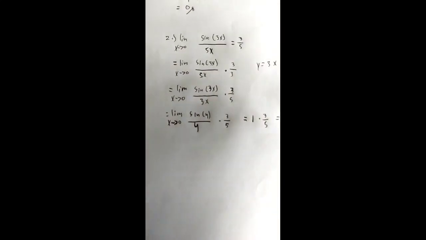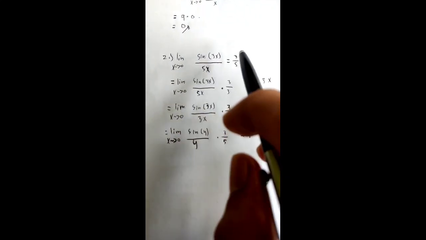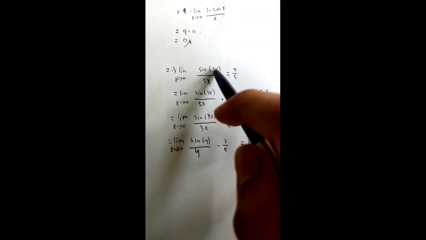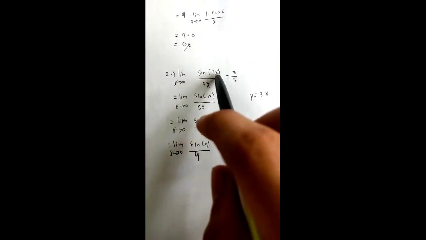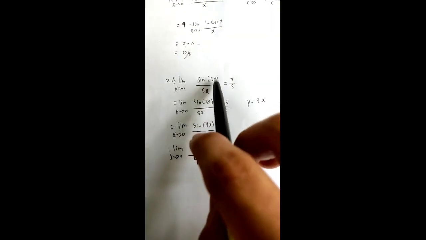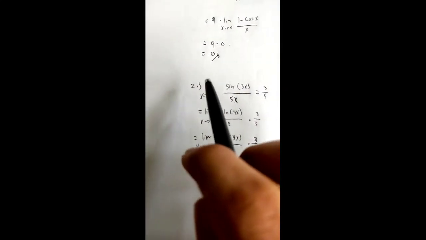So example number 2 would be the limit of sine 3x all over 5x, which is equal to 3 over 5. We can already see here that this is equal to 3 over 5. So how are we going to prove this? What are we going to do to prove this? So let's put it this way.